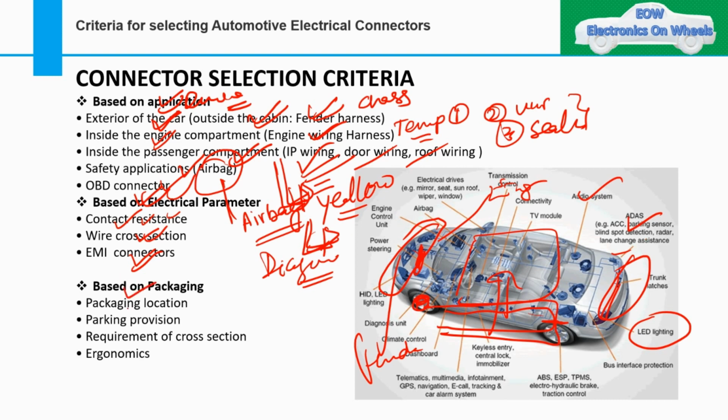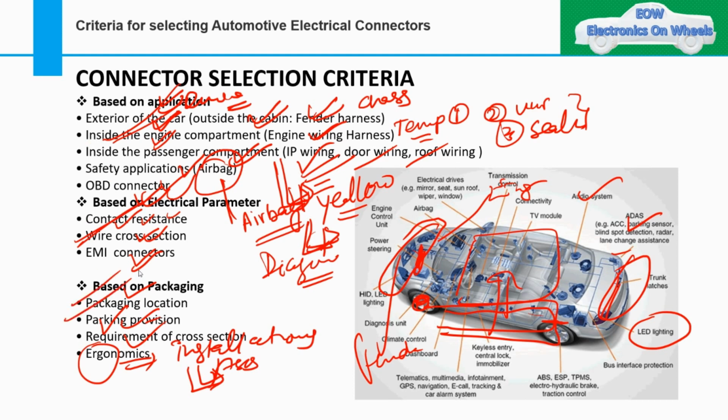So packaging location I have already told you, what are the different packaging locations, what are the parking provisions, also the requirement of cross section, and the installation process or installation assembly, you can say. Whether the operator is able to do the assembly properly or not, or he is facing some issue. So these things you have to consider in selection of the connector. Okay, so based on application or environment, then electrical parameter, then based on packaging.